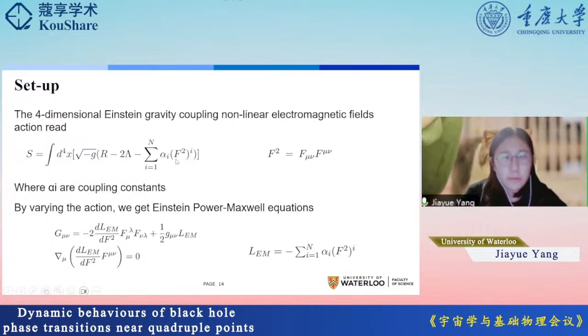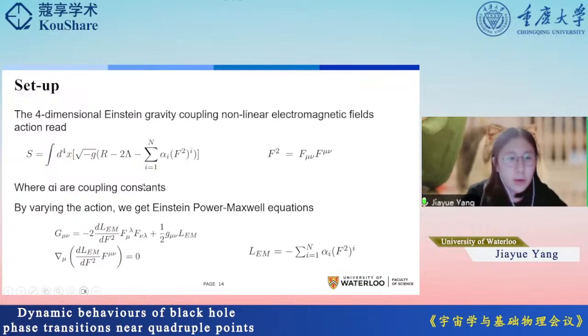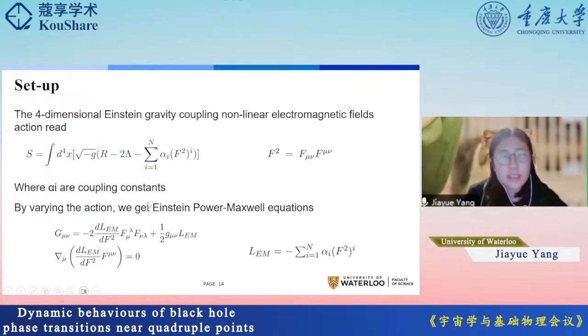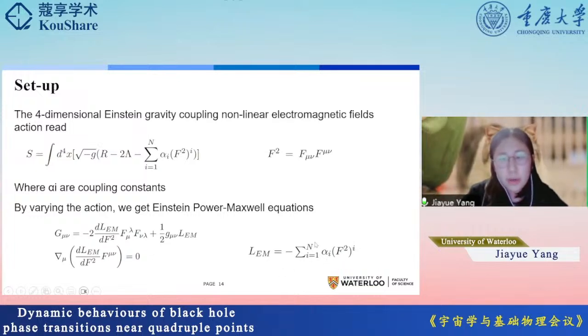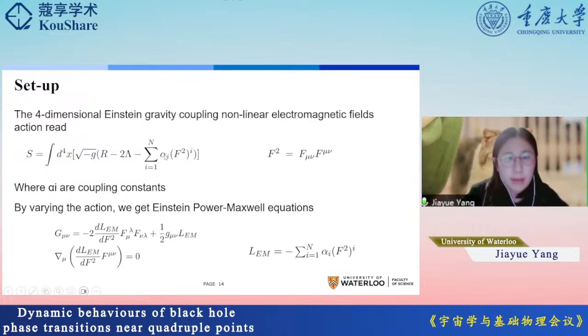As we can see, if we just have alpha 1, it reduces to the Einstein-Maxwell case. Here we have the higher order terms of this field tensor F. By varying the action, we get the generalized Einstein-Maxwell equations, where G_mu_nu is the Einstein tensor and L_EM is the Lagrangian for this electromagnetic part.